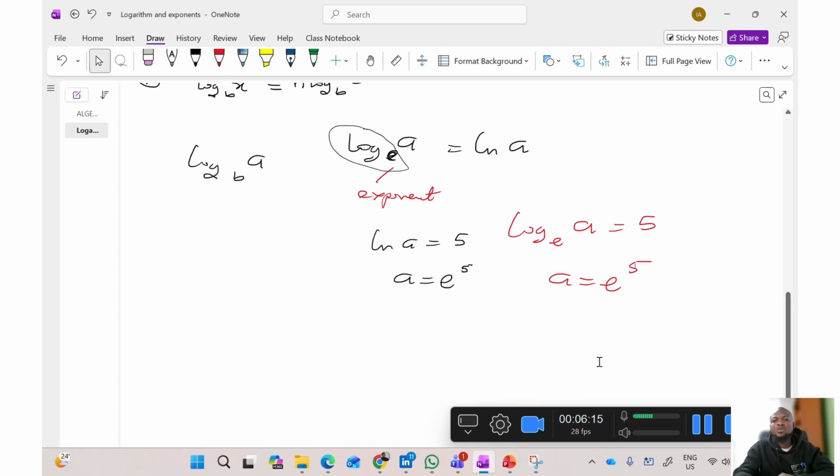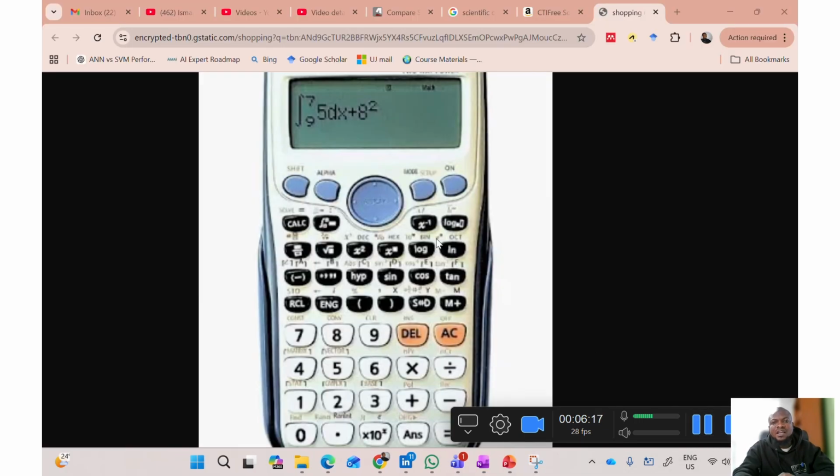And for the exponential function, we have it as the second function above ln. If you look at ln, you see it up there, e raised power n. Sorry for this blur image. So you always press shift on the calculator to use that. I hope this is well understood.